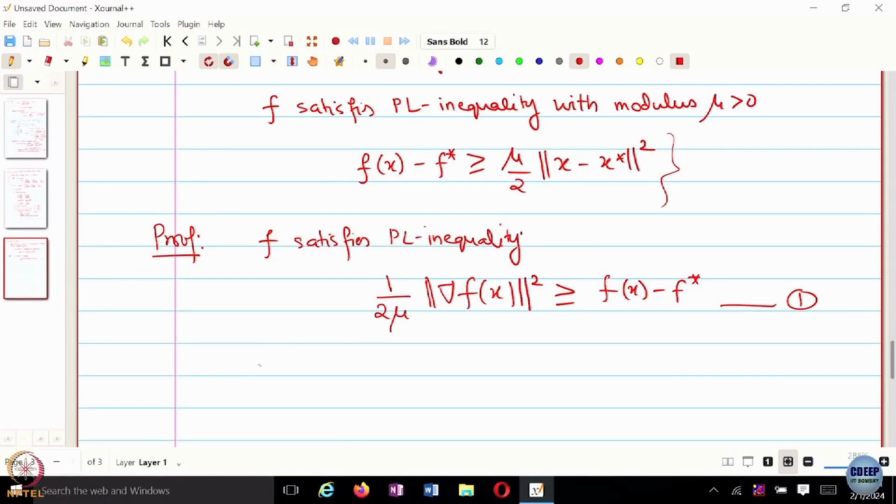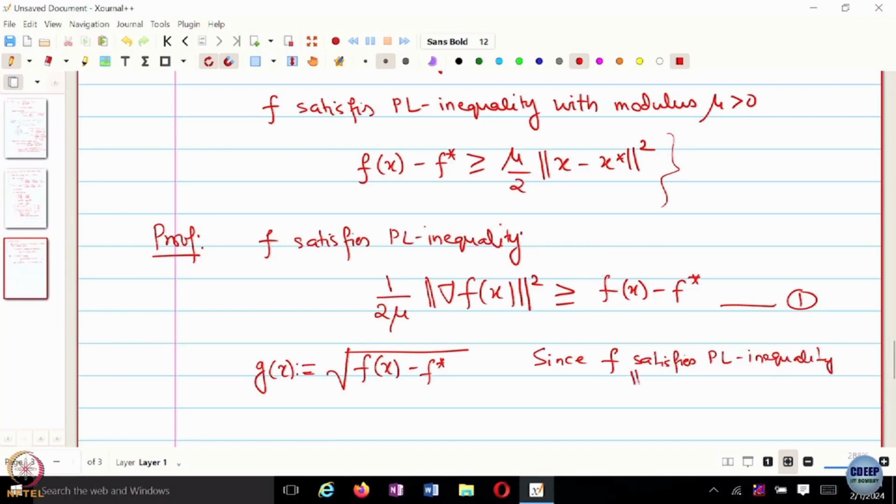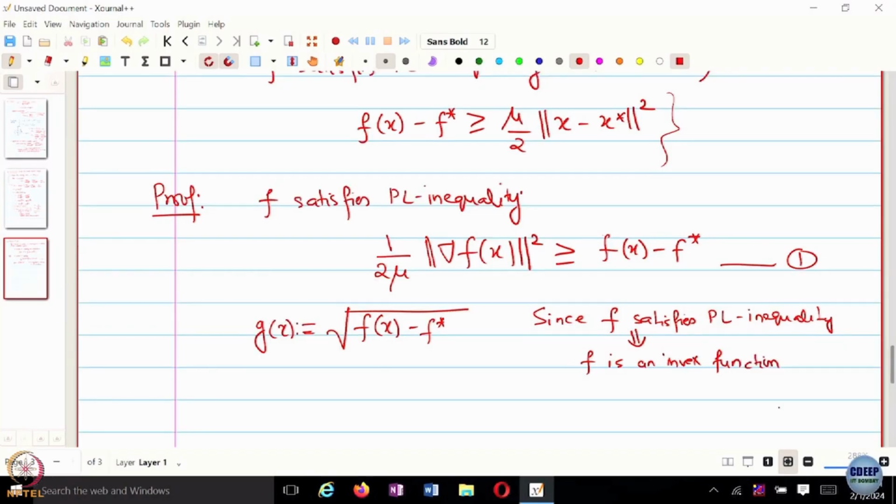Okay. So let's now define another function g of x as the square root of f of x minus f star. Is g of x a valid function? Is the square root well defined here? Right, because f of x is always going to exceed f star, so this is a positive function. And since f satisfies the PL inequality, this implies f is an invex function, and g of x is simply defined by offsetting f of x and taking the square root. So you also conclude from here that g is a positive invex function.